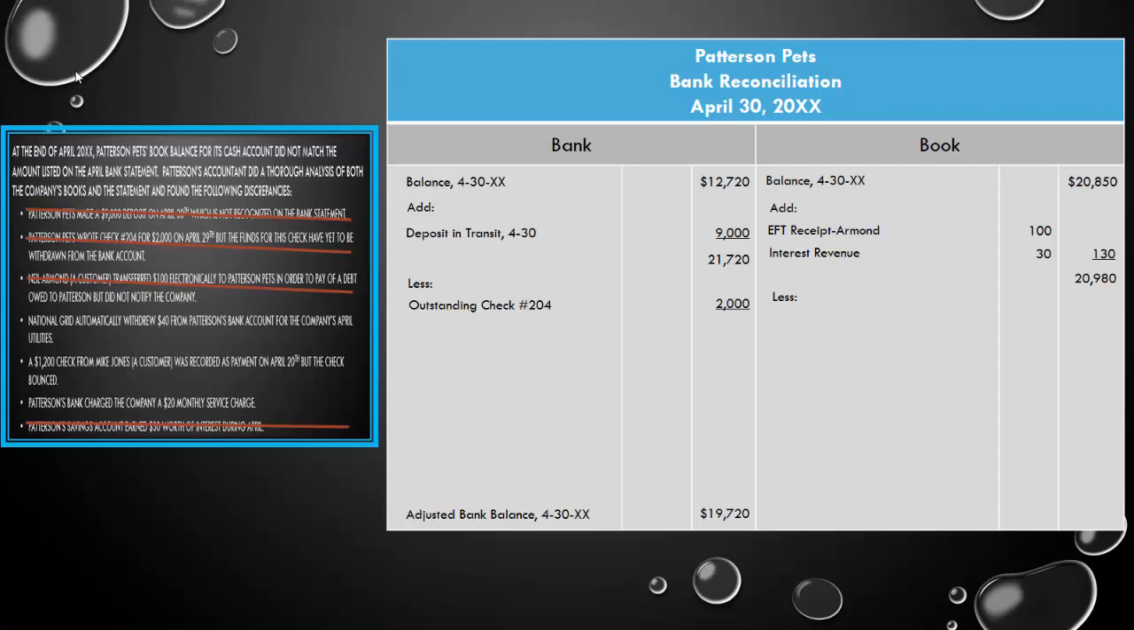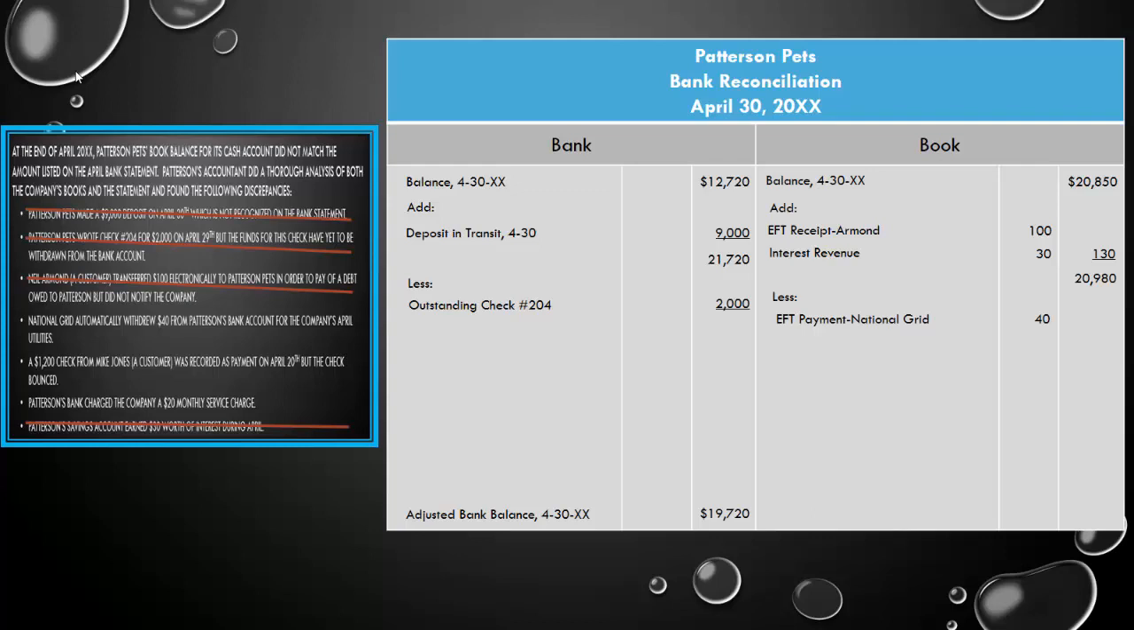Well, this is our last section that's left, and it's the three things on our list that we haven't yet accounted for. We had that EFT payment to National Grid, that automatic withdrawal, which was $40. Mr. Jones' check bounced. It was $1,200.